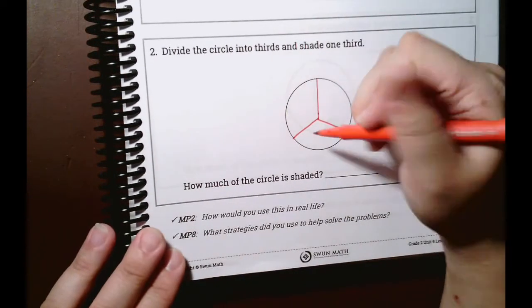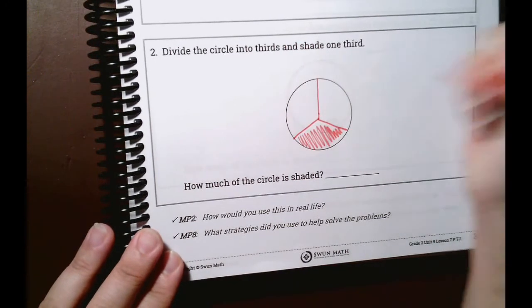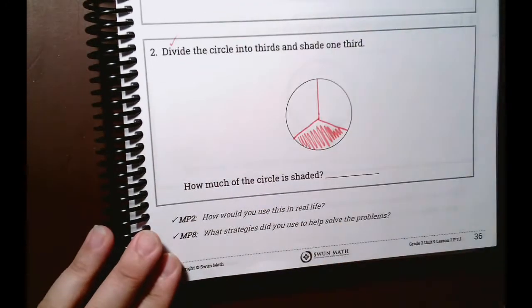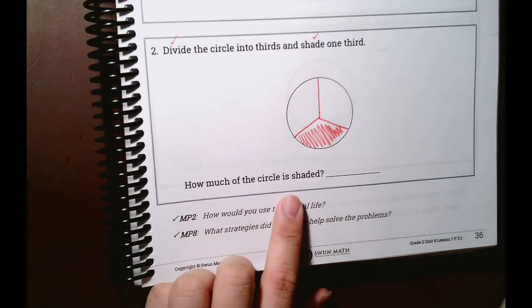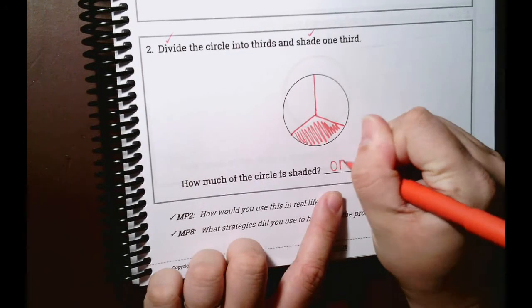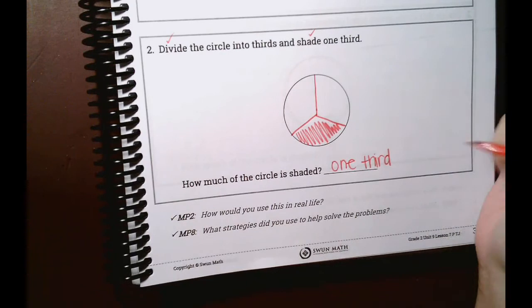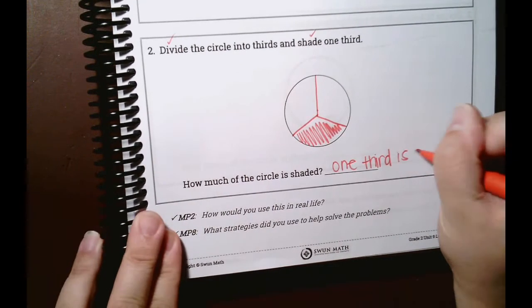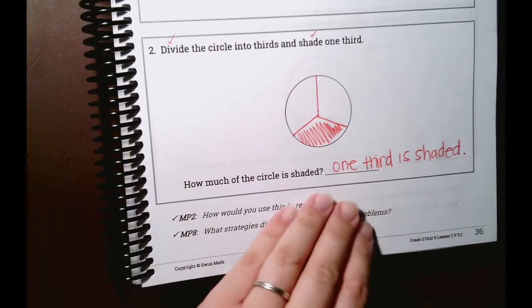And then I'm going to shade in 1/3. So I have divided or partitioned, and I have shaded. How much of the circle is shaded? 1/3 is shaded. Easy peasy. All right.